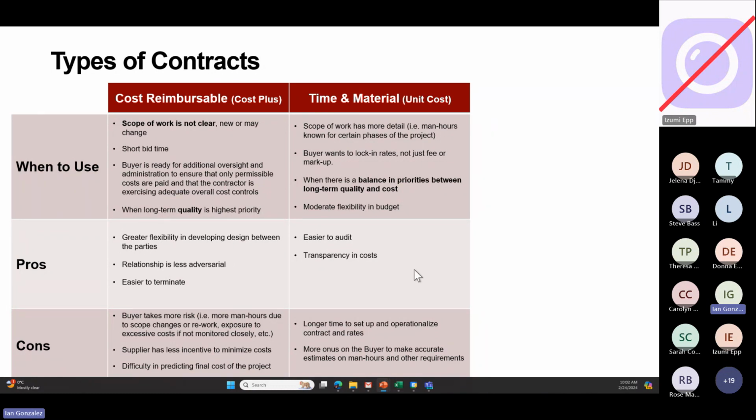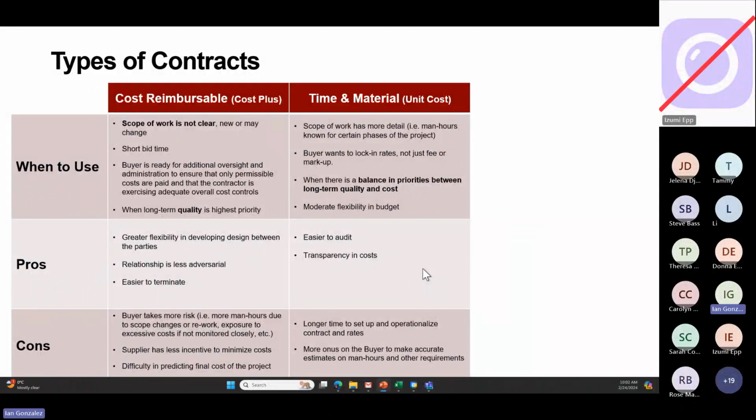The pros of T&M: it's easy to audit, because there are some estimations and plans and fixed rates that the contractor sets out from the beginning. So you don't need to scrutinize every invoice they give you. There's also transparency in costs.